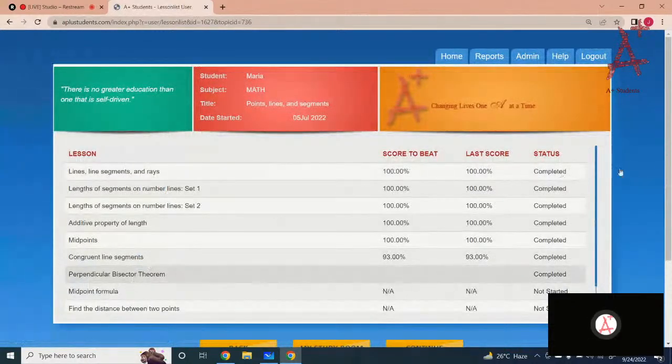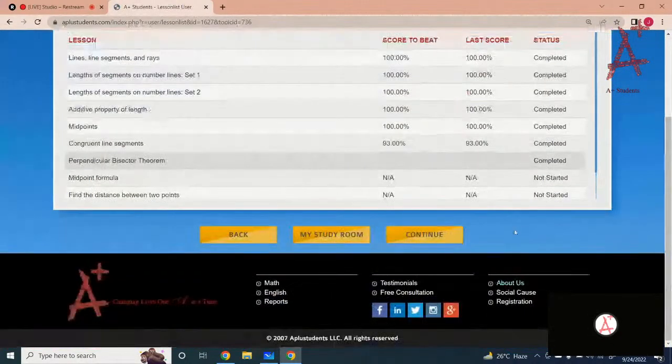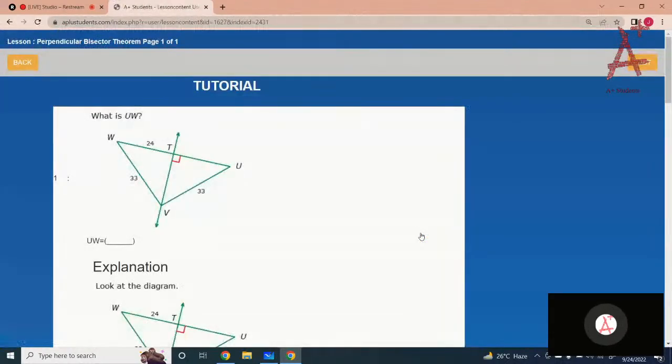The next lesson is the perpendicular bisector theorem. You can find the lesson on the A Plus website. Just go to aplusstudents.com and log in using your email address and password. Then you have to select math from the subject. Scroll down to grade 10 maths. Click view all lessons, and we are on points, lines and line segments. And there you can find the perpendicular bisector theorem.